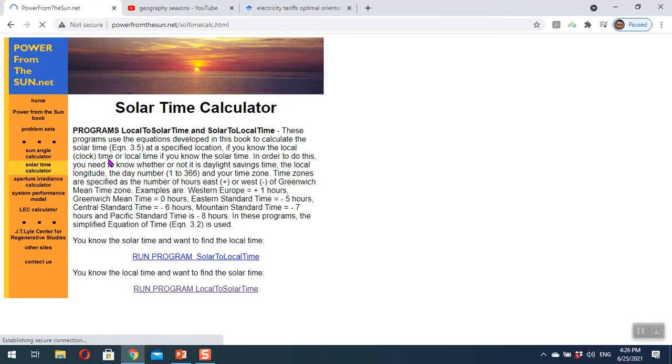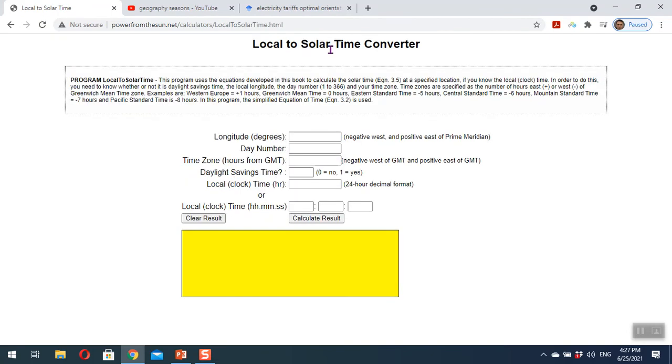If you click on the solar time calculator, then you have 2 programs here. The first program is to convert solar to local, and the second is to convert local to solar time. For example, I click on this, and you can see this page. Here you should enter the longitude of the location. For example, the location in question may be 45. You should enter here the day number, for example 45. You may remember that the day number is the number of the day starting from 1st of January.